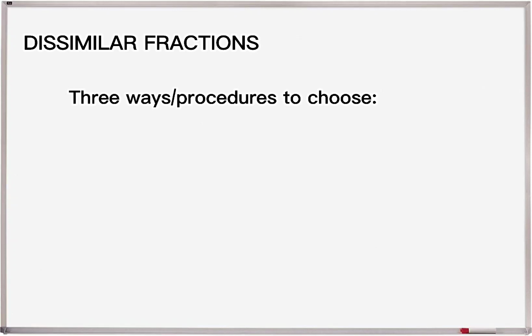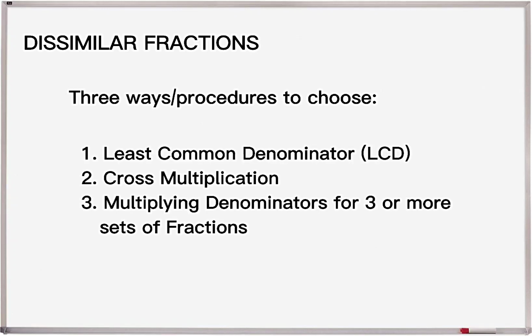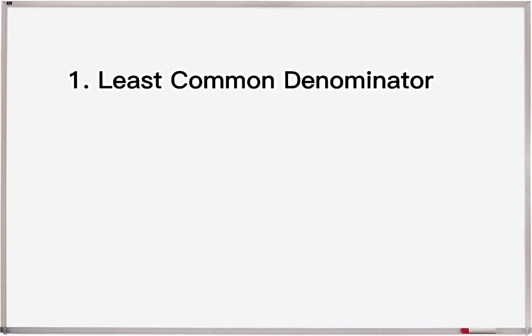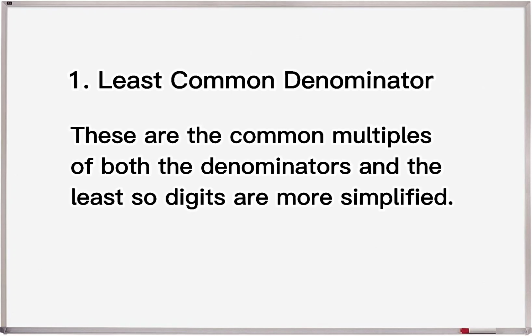For dissimilar fractions, there are 3 ways or procedures that you can choose from. First is to look for the least common denominator. Second is the cross multiplication. Third is the multiplying of denominators for 3 or more sets of fractions. First procedure is the LCD. Why least and what is a common denominator? These are the multiples that are common to both denominators, and it should be the least so you won't have to simplify it further.